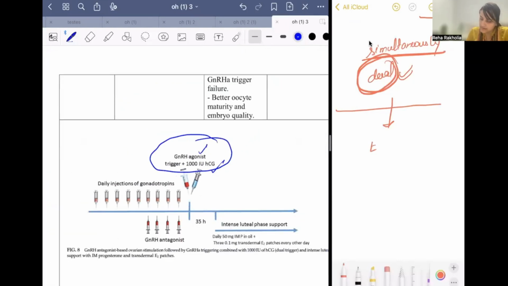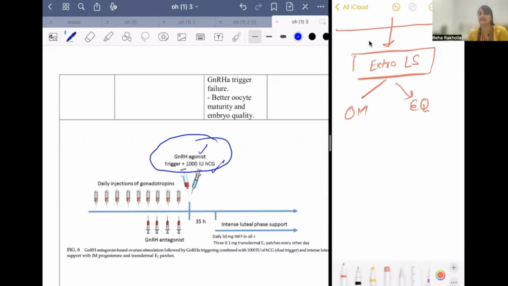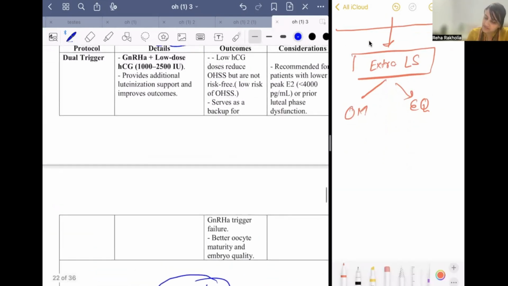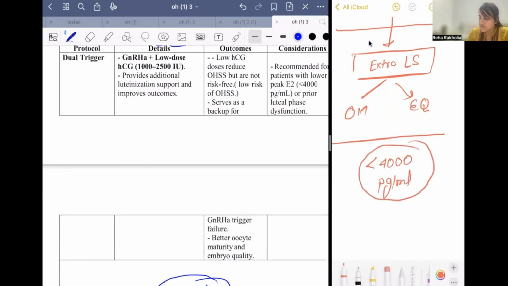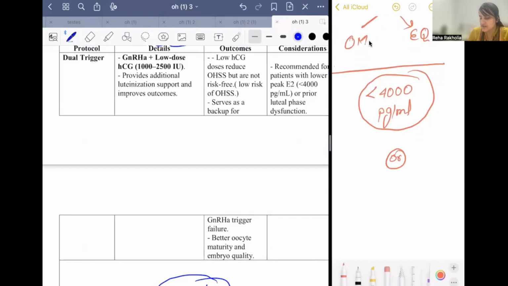So the goal is to have extra luteal support leading to improved oocyte maturation and embryo quality, good embryo quality. While HCG increases the OHSS risk at high dose, low dose reduces the risk while still supporting the luteal phase. It is particularly beneficial for patients with low peak estradiol level, that is less than 4,000 picogram per ml, or those with history of luteal phase dysfunction.